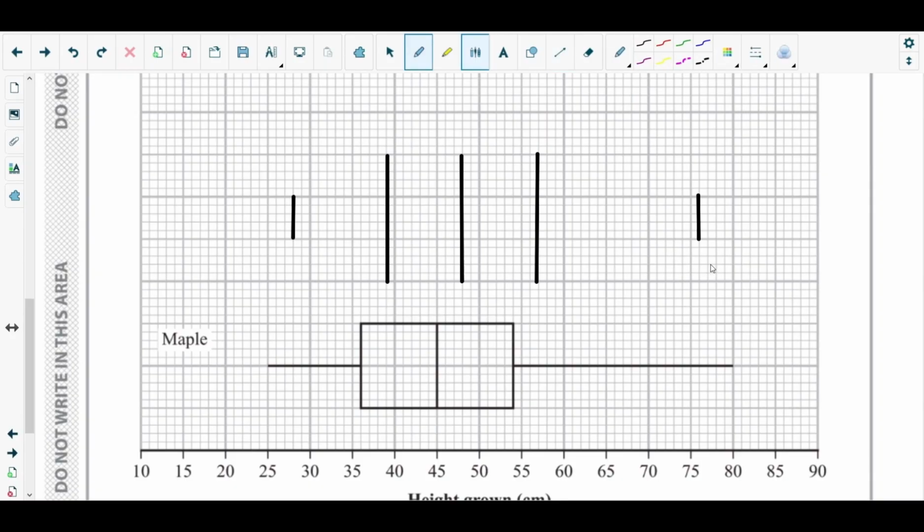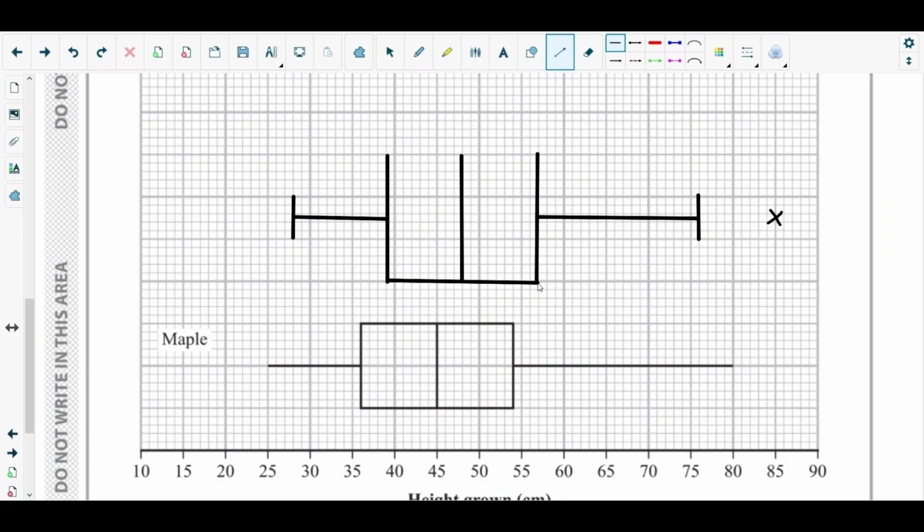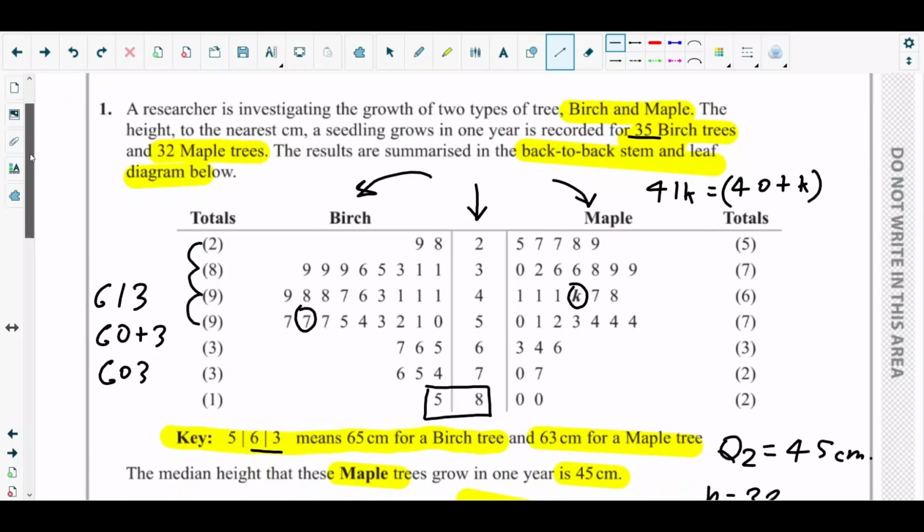Now just mark out the outlier. The outlier is 85. So this is 85, the outlier, here. Done. Now we just need to connect the boxes. Okay, just connect the boxes. Done. So this is the box plot. Fine.